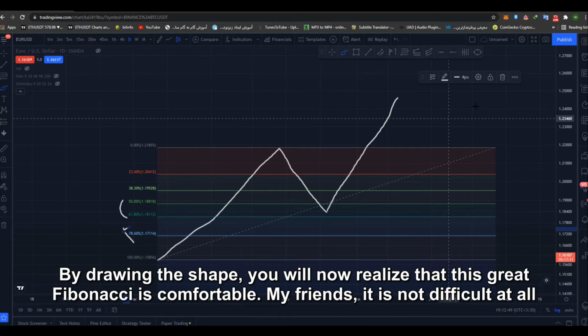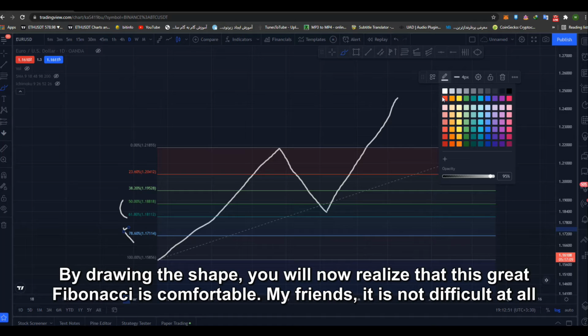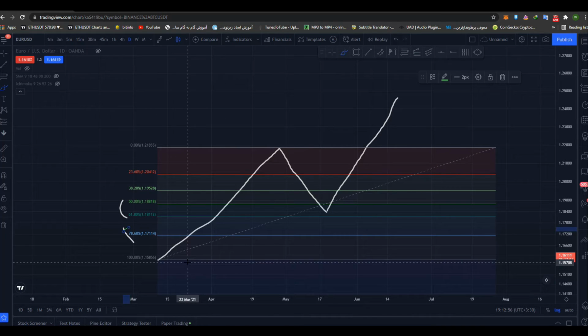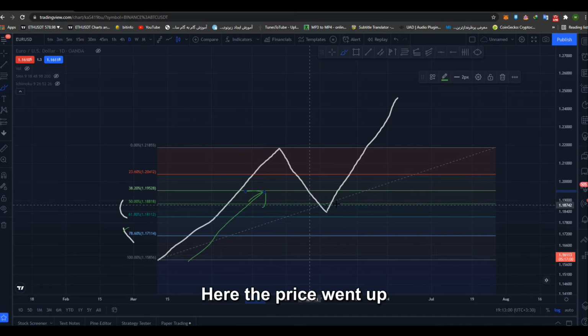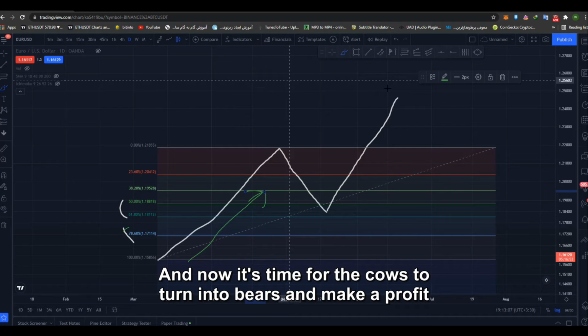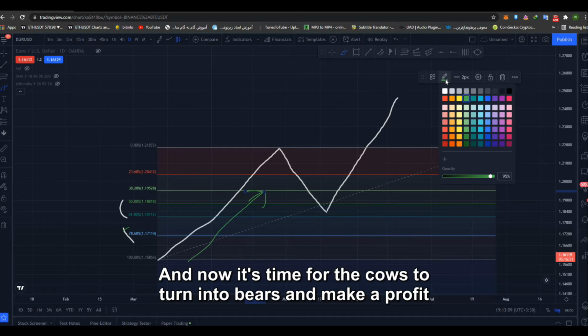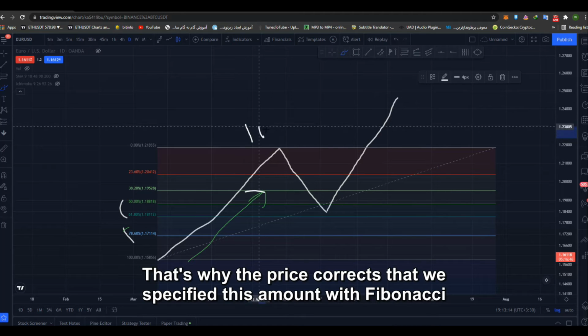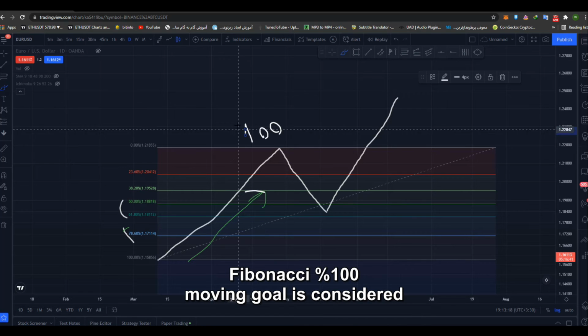By drawing the shape, you will now realize that this great Fibonacci is comfortable. My friends, it is not difficult at all. Here the price went up. And now it's time for the bulls to turn into bears and make a profit. That's why the price corrects by the amount we specified with Fibonacci. Fibonacci 100% is considered the moving goal.